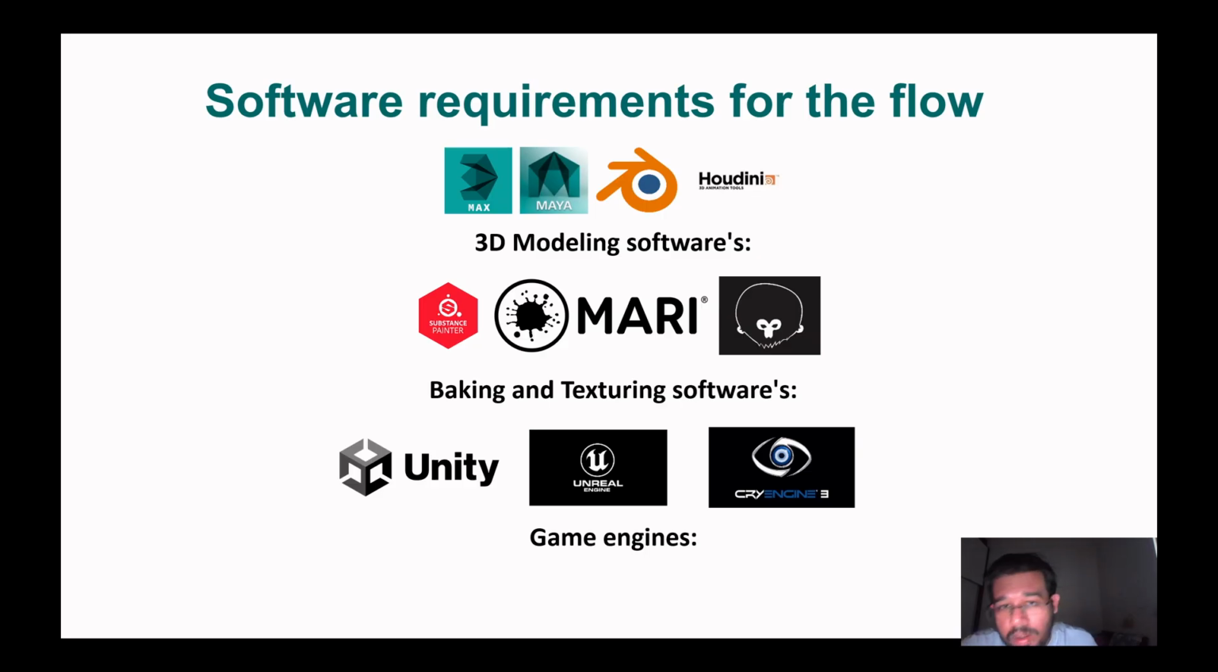Because with 3ds Max, if I tell you to produce a chair or a table, I know that every artist can do it. In 3ds Max, it's possible to make a chair. Maya, it's possible to make a chair. Blender, it's possible to make a chair. Houdini, it's possible to make a chair. So what you produce is the main thing. Software is just a tool.